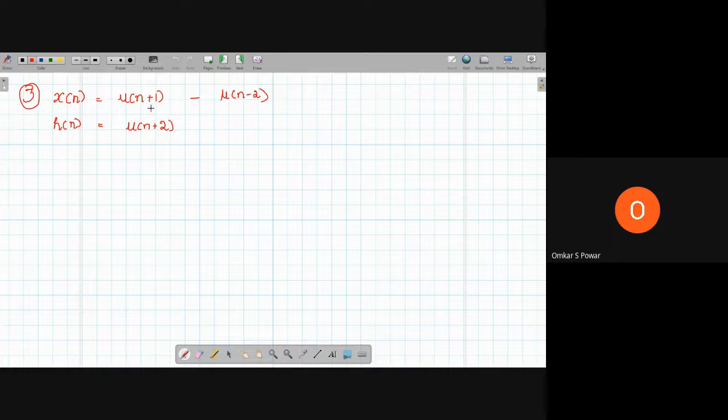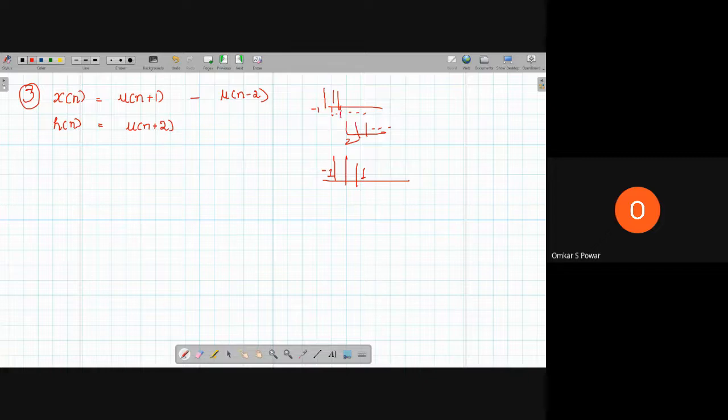X of n is equal to u of n plus 1 minus u of n minus 2. If you want to plot that, it will start from minus 1 and go on, and n is equal to 2 it will go on. So if you minus that, it will vary from minus 1 to 1, right? So you will have like this, and you will have like this. If you minus this, the range will be minus 1 to 1.